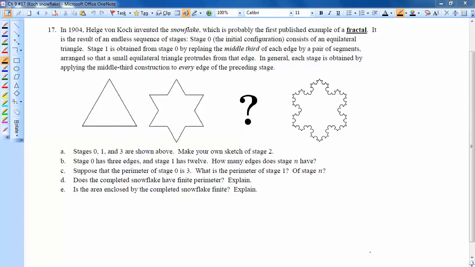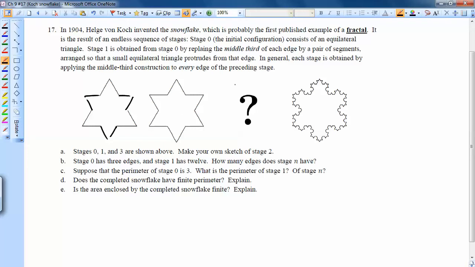This one is called the Koch Snowflake, and it may be the very first fractal. What Koch did was start out with an equilateral triangle, and then remove the middle third of each side. Sweet. So he got rid of the middle third of each side, and then replaced it with another equilateral-ish triangle, but only two sides of it, right? That's how you get from step 1 to step 2.